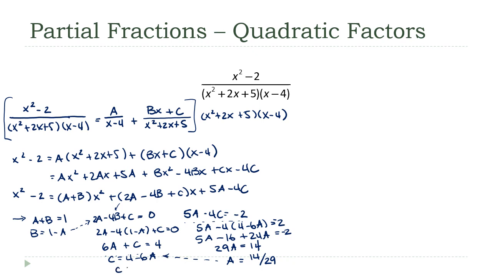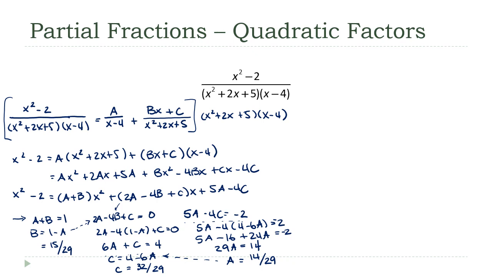All right, so if we substitute that into this equation, I'm not going to make you watch me fiddle around with these fractions. c should come out equal to 32/29, and then we'd go back over here and do b. b is going to be 15/29.